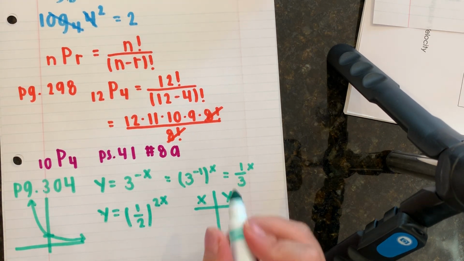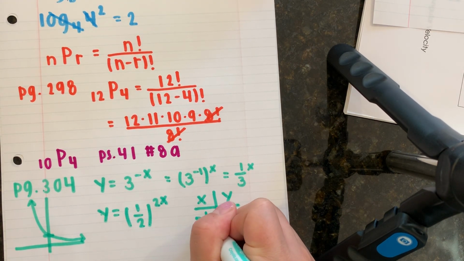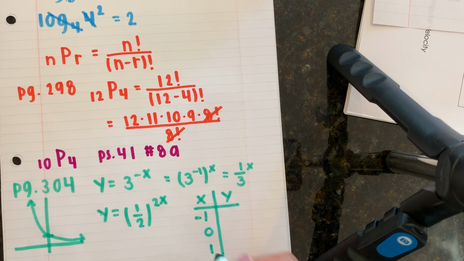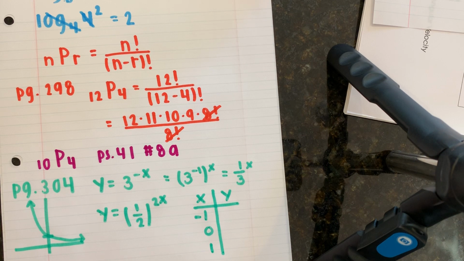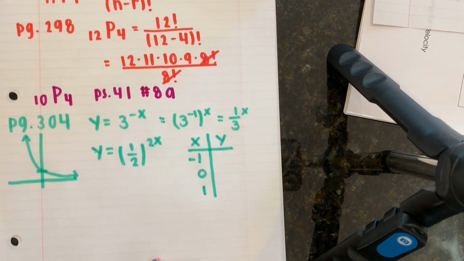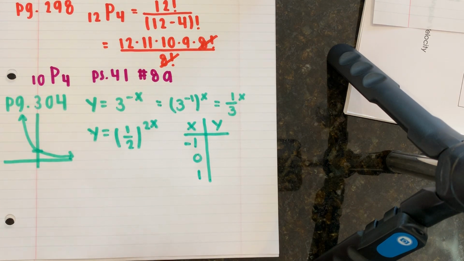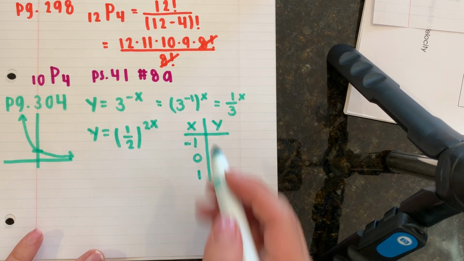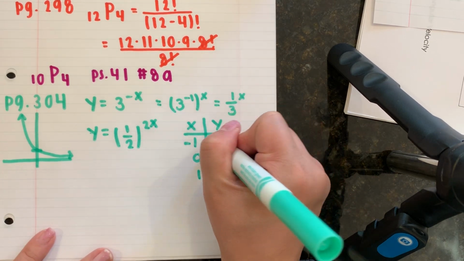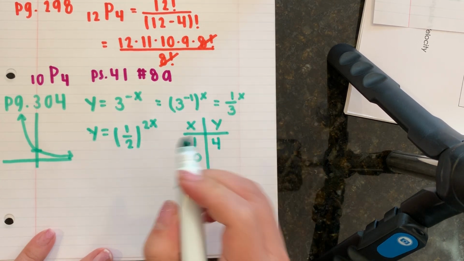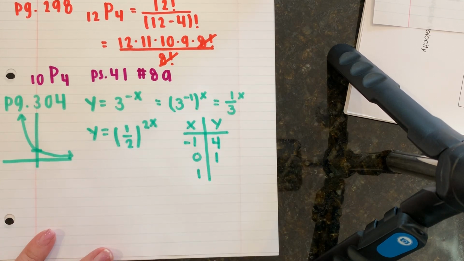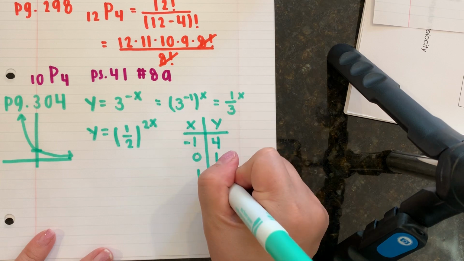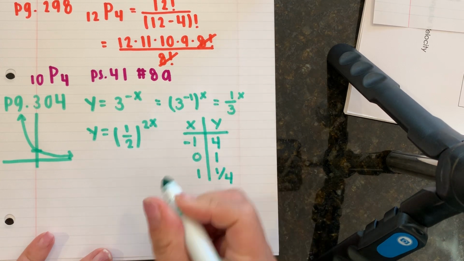So another way, if you forget how to separate out that exponent, would be to make an x and a y chart. So I'm going to start with -1, 0, and 1. Now, if I were to put -1 into this exponent, I would have 1/2 to the -2. With 1/2 to the -2, I would have to flip it, and that would make this equal to 4. When I plug in 0, 1/2 to the 0 is going to be equal to 1, and then 1/2 to the 2 would be equal to just 1/4.